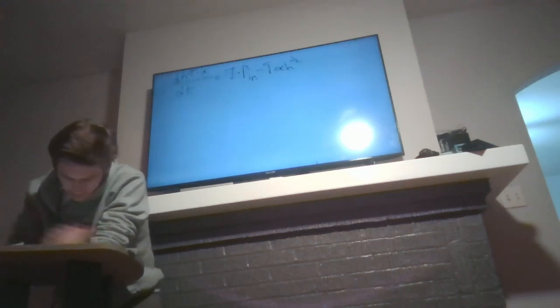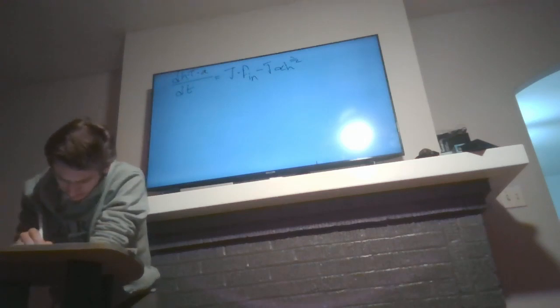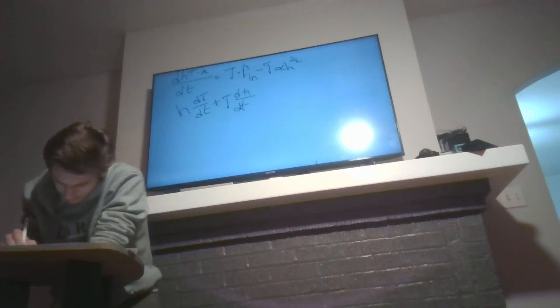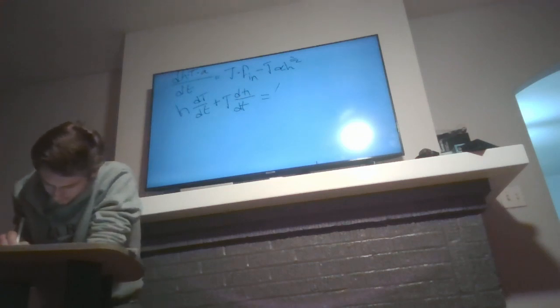So let's do even more. Let's do the chain rule now. So we'll get H dT over dt plus T dH over dt. Then work equals T times flow rate in minus T times alpha H to the half divided by the area.